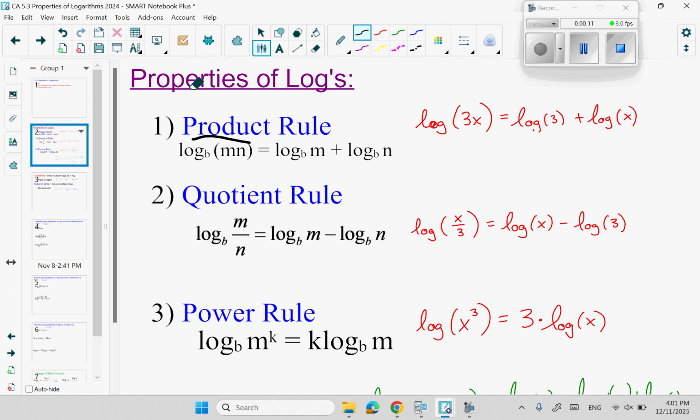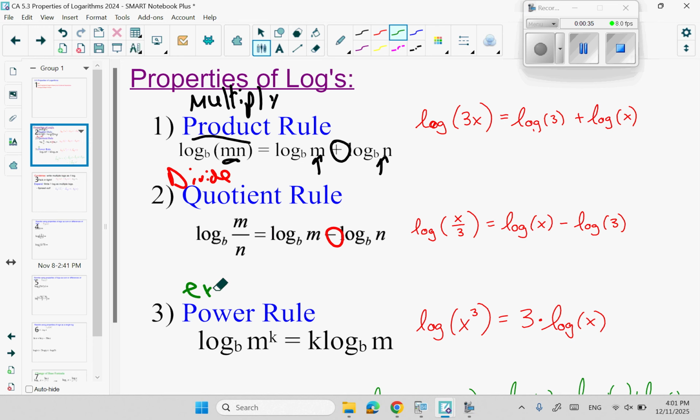Product, by definition, means to multiply. So it just means if I'm multiplying two things inside the logarithm, I can break them apart as two separate logs using the addition sign. Quotient rule, same idea, means to divide. You would then use subtraction to break them apart.